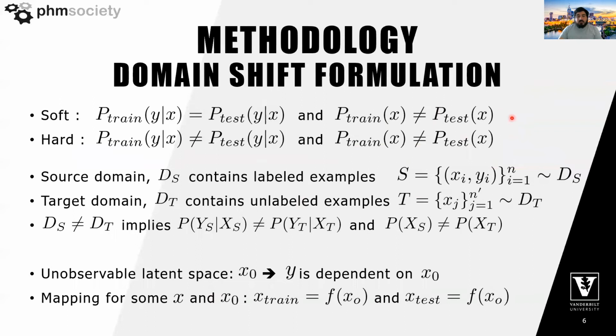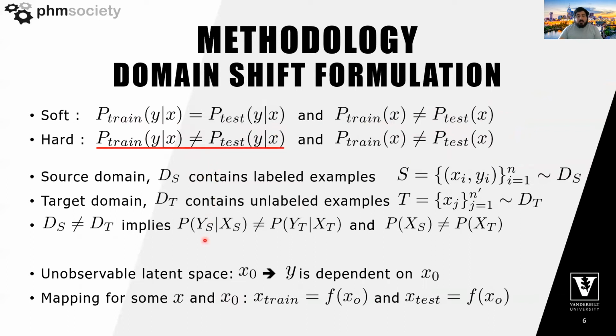A minimum soft requirement for domain shift is that the conditional distributions remain same for training and testing, but input distributions are changing. However, for more general cases of domain shift, the conditional distributions does not need to remain same either.